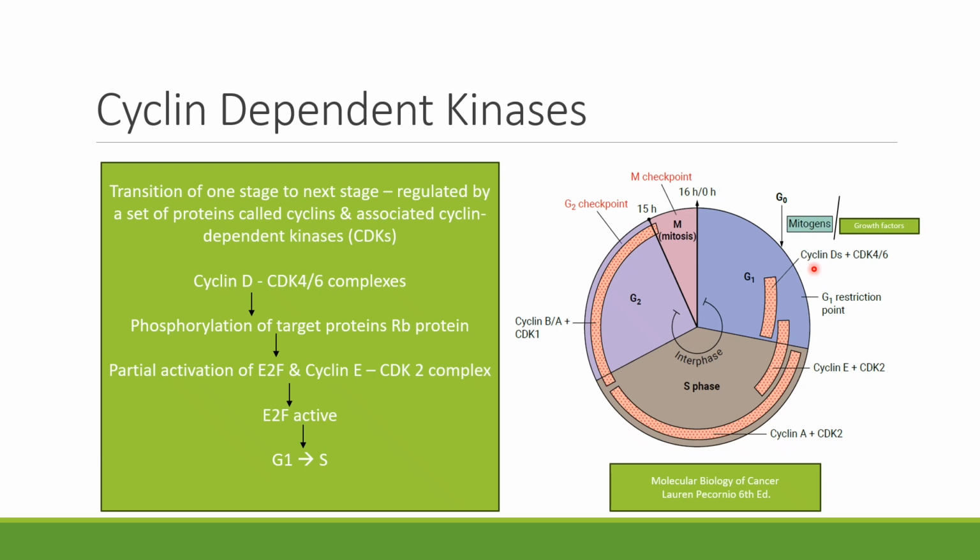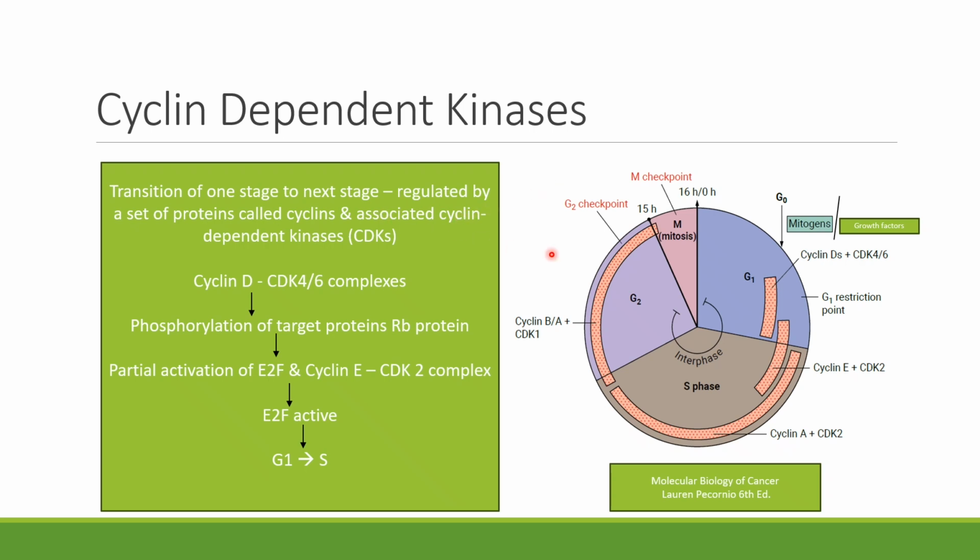So as you can see, these are cyclin D, cyclin E, cyclin A and cyclin B/A. They are named because of their cyclical expressions. So these kinases are cyclin dependent, that's why they are called cyclin dependent kinases. So there are multiple: CDK1, 2, 4, 5, 6, 7 and 9.